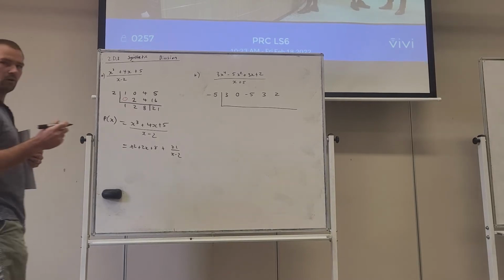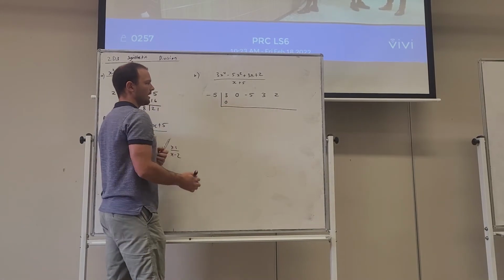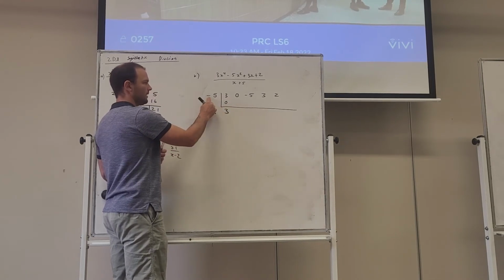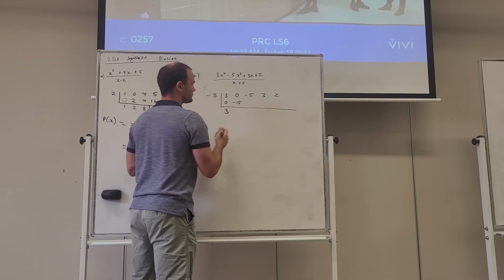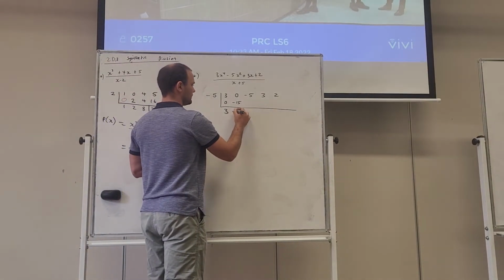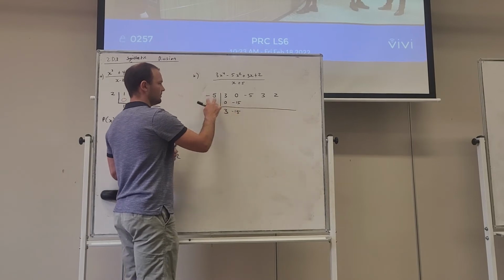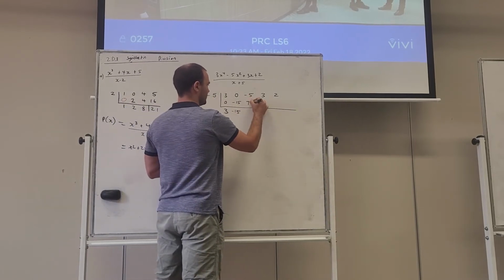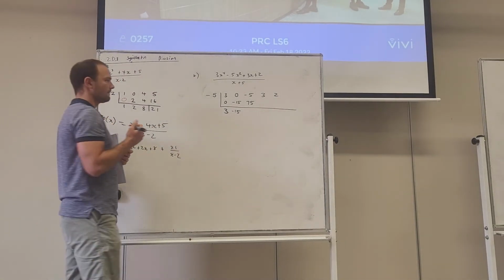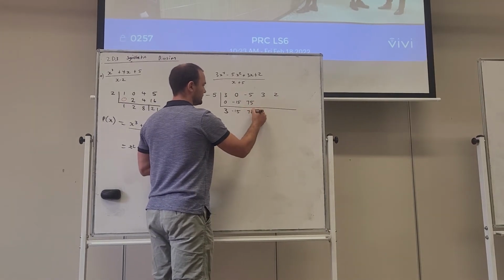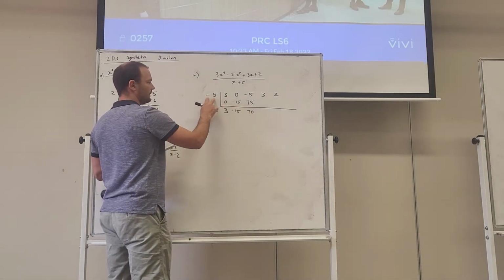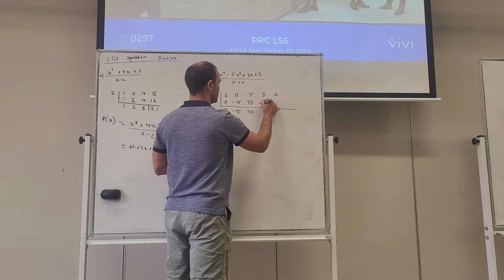We always put a 0 in the first cell, and then we just sum and multiply. 3 plus 0 is 3. 3 times -5 is -15. 0 plus -15 is -15. -15 times -5 is positive 75. -5 plus 75 is 70. 70 times -5 is -350.